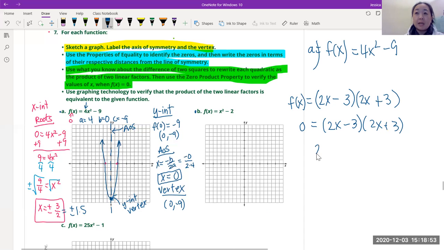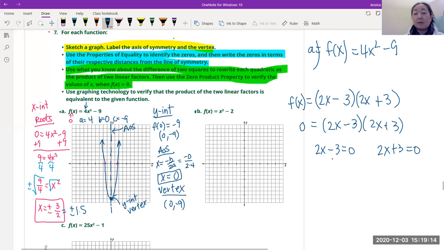So there are two possible answers here. We can say 2x minus 3 is equal to 0, or we can say that 2x plus 3 is equal to 0. Either way, we're still going to get an answer. So we're going to have two different answers here, which makes sense because if you see right here, how many x-intercepts do we have? We got 2. All right, so let's just solve for x now.